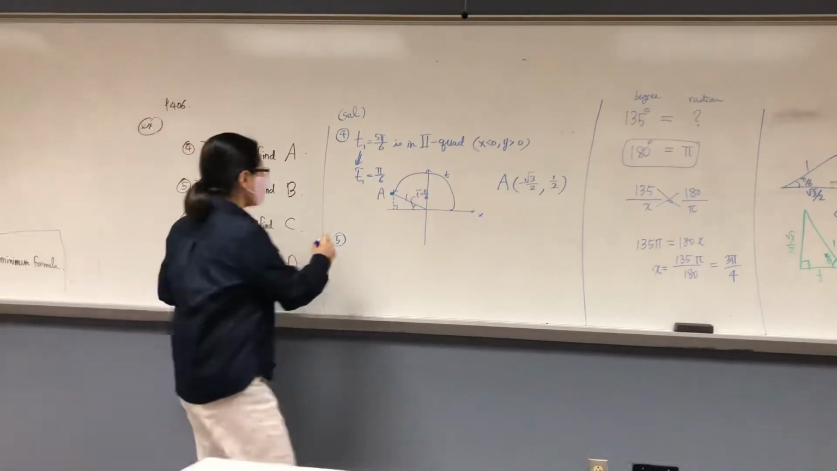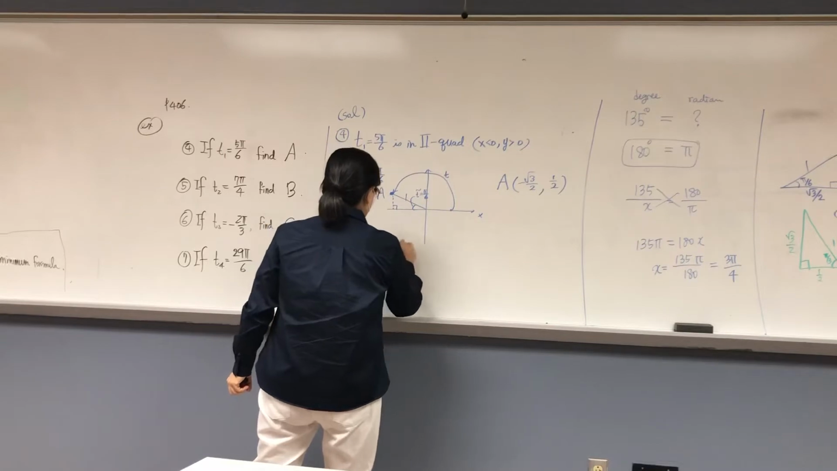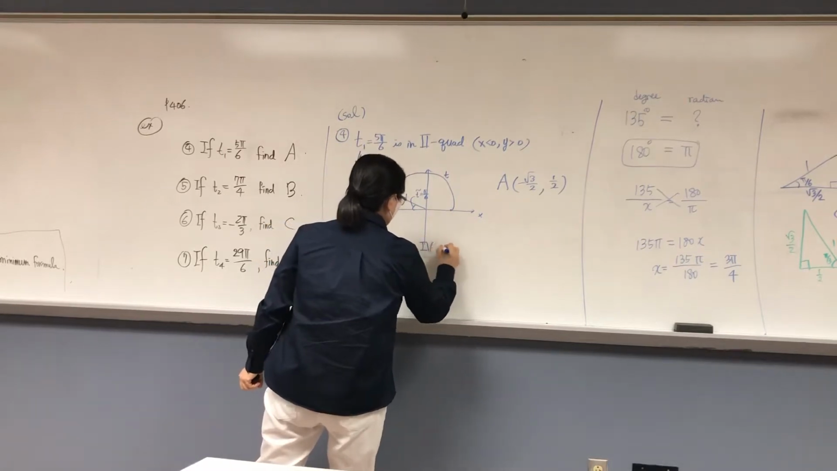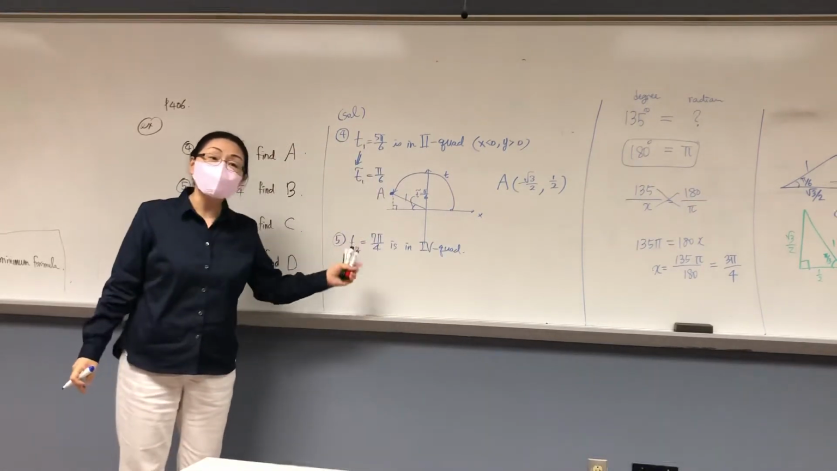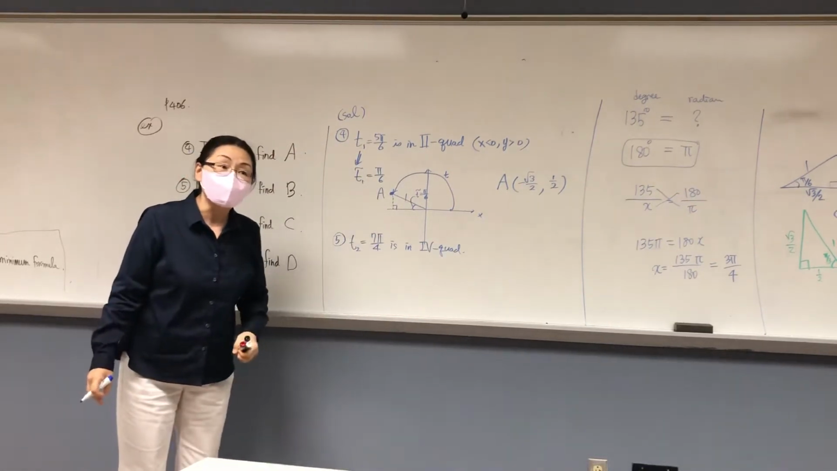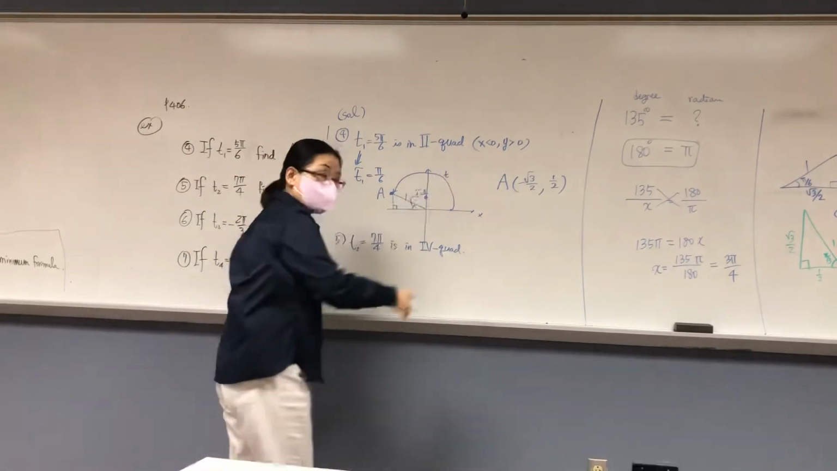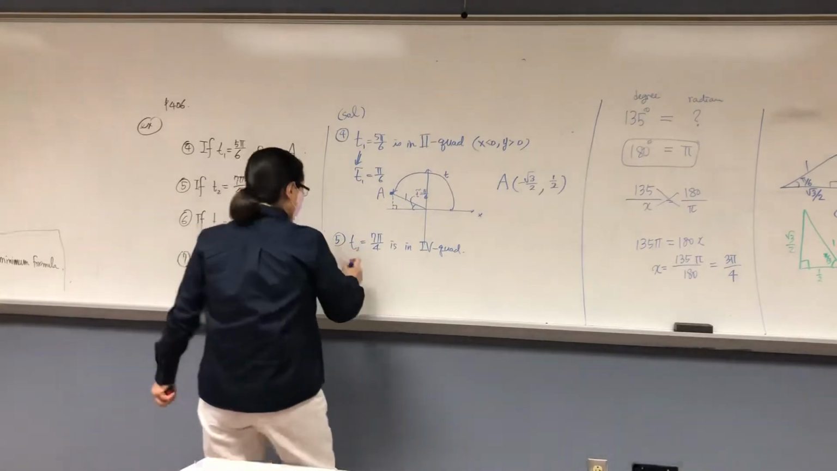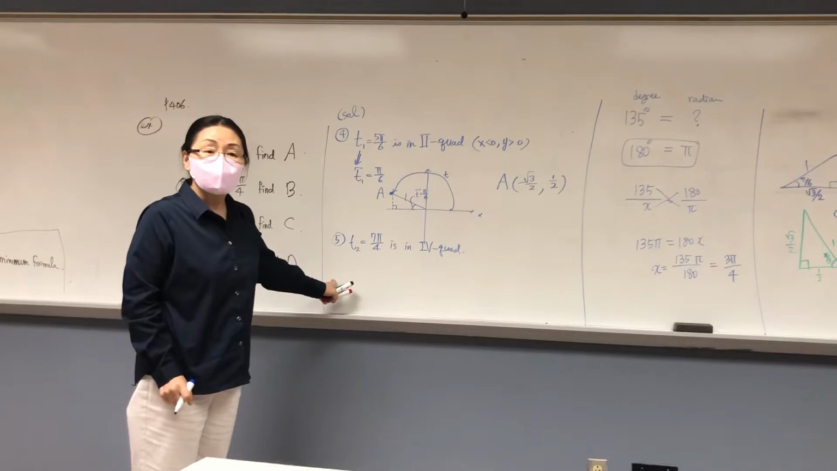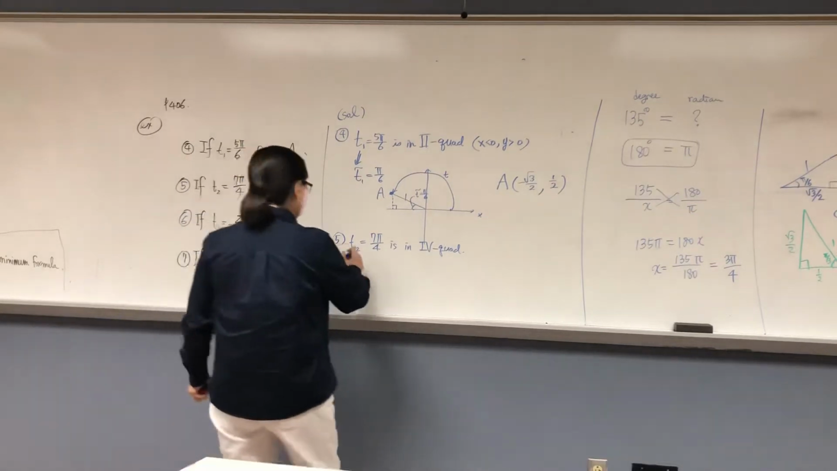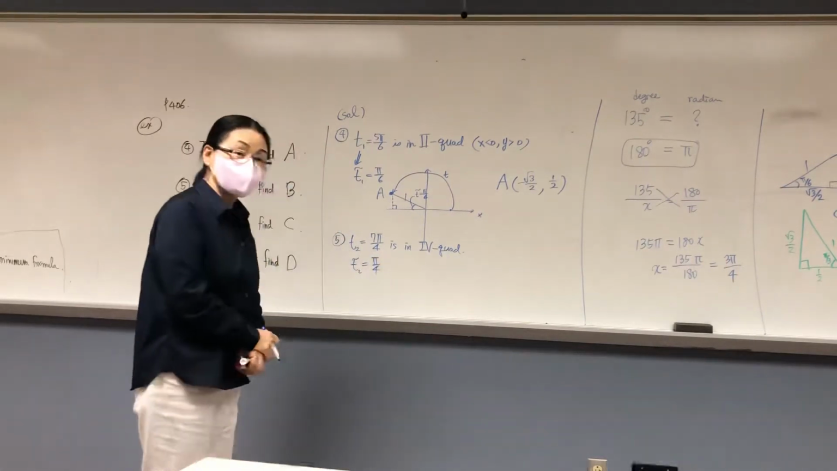Number 5. Your T2 is in which quadrant? Fourth quadrant. Why? Because 2 pi means what? 8 pi over 4, am I right? You should know. I already wrote that down at the beginning. Do you need the reference number or not? Of course. What is your reference number? Good job. Very good.